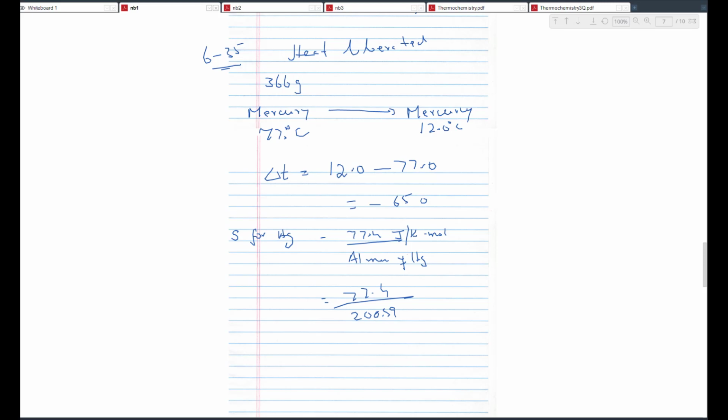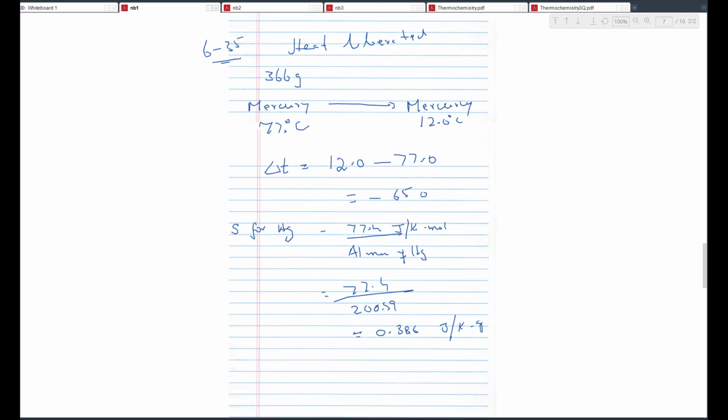77.4 divided by 200.59. What is your answer here? I was just trying to write the dimensional analysis, but yeah, I'm getting 0.385, 5/8, so I'm rounding it to 0.386. Is it clear? Yeah. So if they are giving you joules per Kelvin per mole, then I can get joules per Kelvin per gram. Now I'm going to use this one to calculate this one.